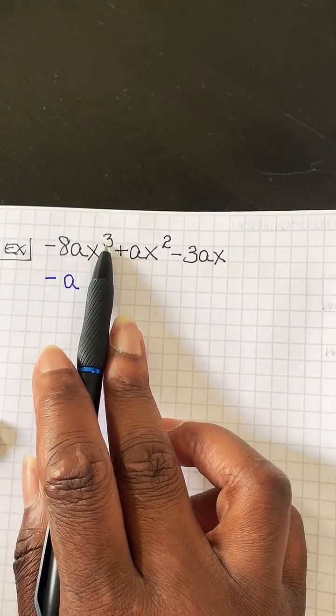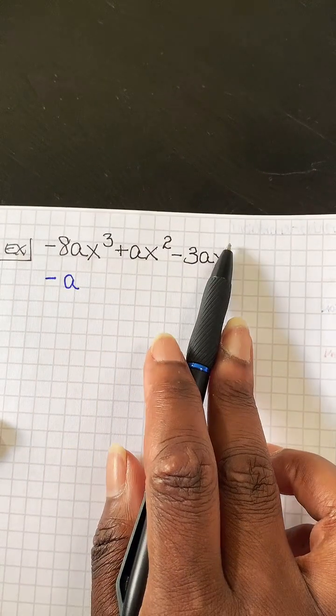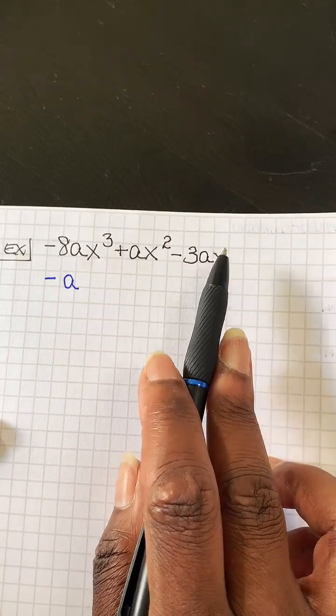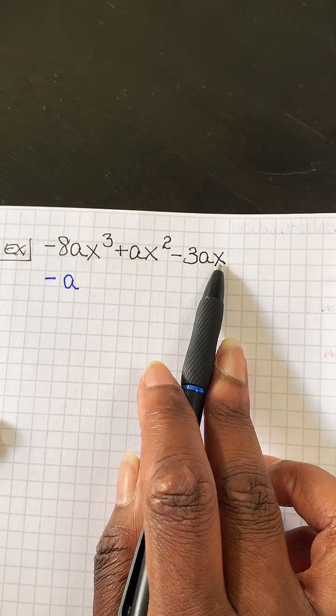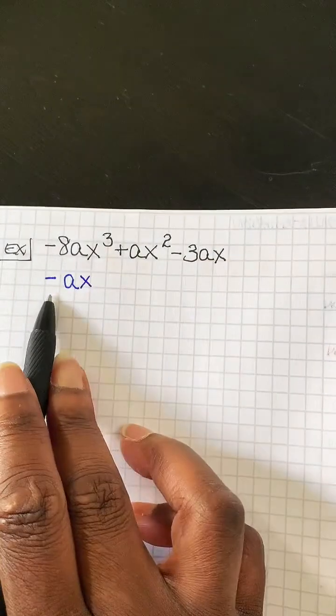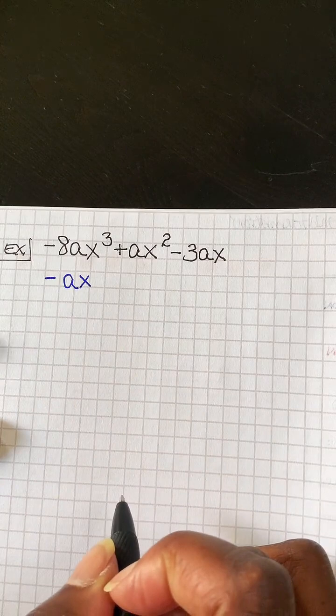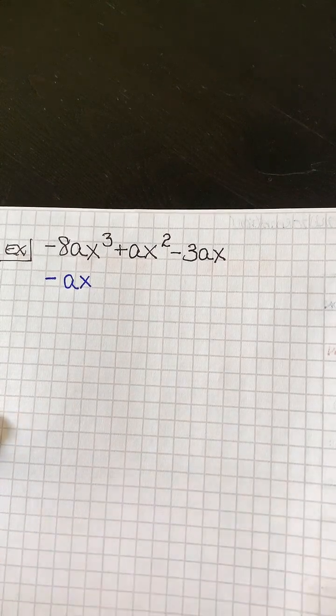There's x to the third here, x to the second there, and x to the first down here. X to the first is going to be your lowest one. So negative ax, that's going to be your GCF.